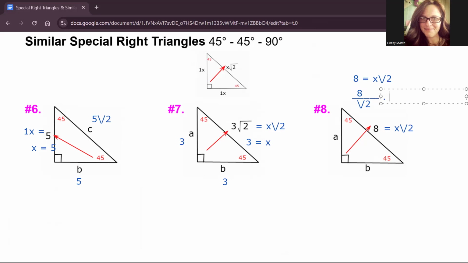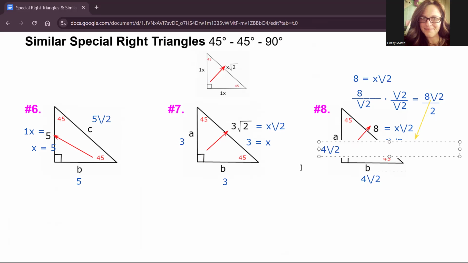I'm going to rationalize that. Square root of 2 over square root of 2, multiply straight across. And we get 8 square root of 2. Square root of 2 times square root of 2 is 2. And then we can reduce. And we get 4 square root of 2 for x. There we go. 4 square root of 2 for x. And that's our missing side, a and b, 4 square root of 2.